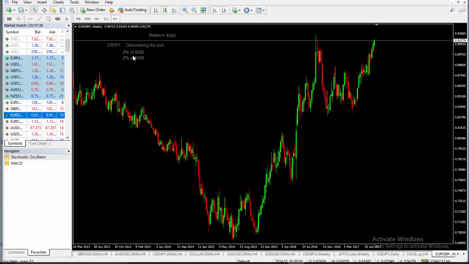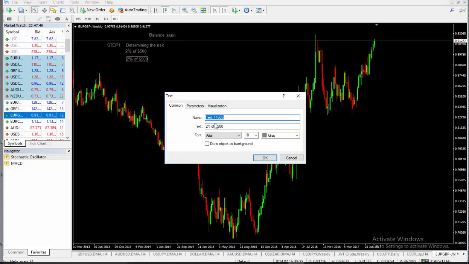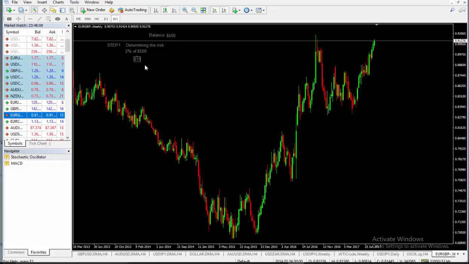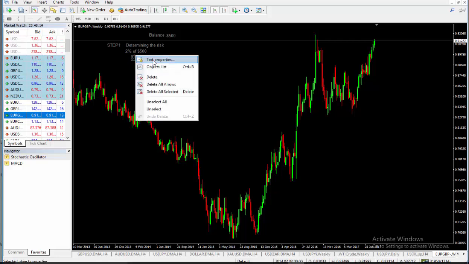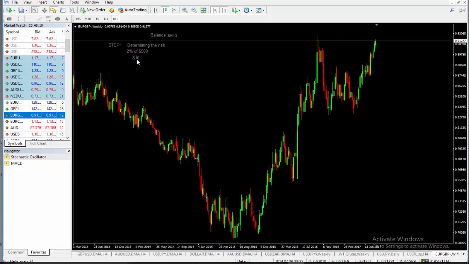We've already done the calculations for that one. If you don't know how to do the calculations, don't worry, I'll assist you. What you have to do on your calculator is just say 500 multiplied by 0.02, that's 2%. Now this will give us $10. That's how much you are willing to risk. 2% of this equals $10.